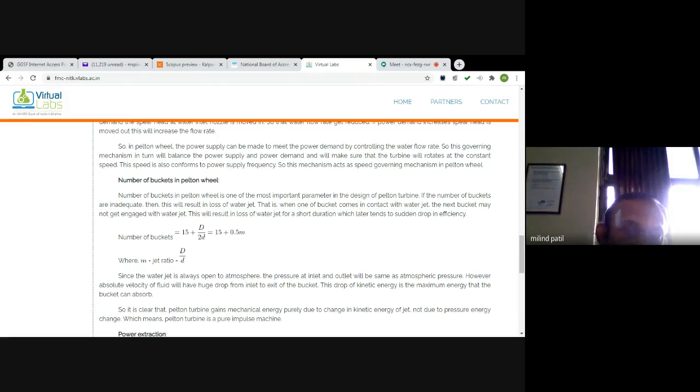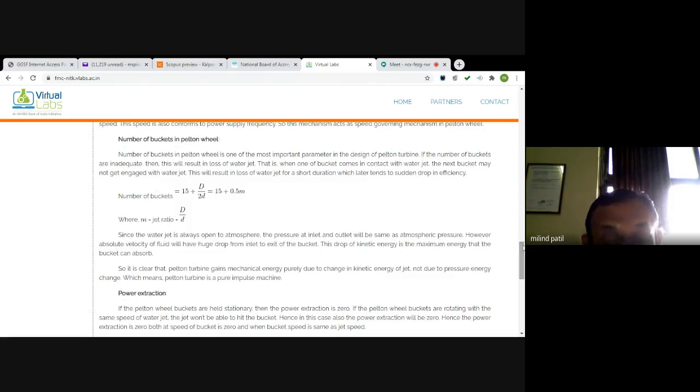Again, the small d is the jet diameter. The diameter of the jet will be very small when we need to have very high kinetic energy. If the diameter of the jet is very small, the jet ratio increases to a very high value. That is also not needed. So, with some optimization on these two by conducting various experiments, a simple correlation was developed, and this is 15 plus D upon 2d. With this equation, we can obtain the number of buckets.